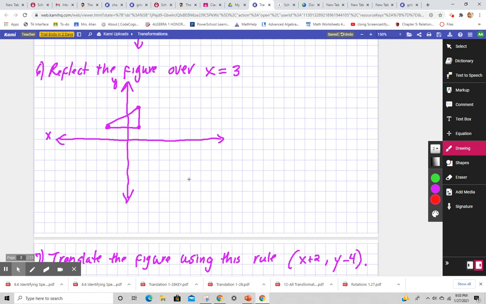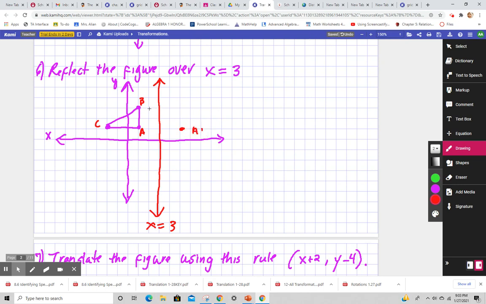Reflect the figure over x equals 3. Well, this is x equals 1, a vertical line. X equals 2, another vertical line. x equals 3 would be right here. So you have to draw in the line of reflection. This is the line that we're reflecting over. So let's say this is A, B, C. So A is how many units away from the line of reflection? X equals 3. Well, it's 2 units away on the left. We have to go 2 units away on the right. So this is A prime.